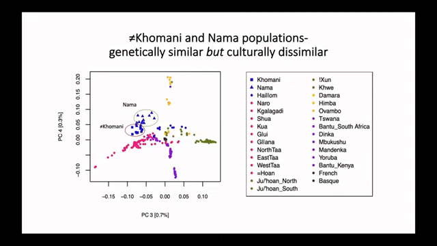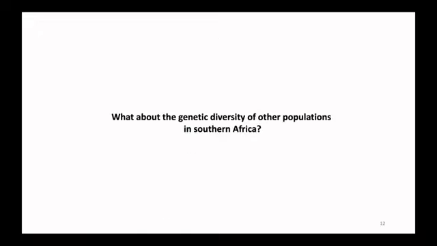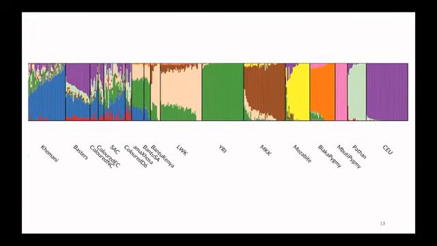So we continued with this and we did principal components analysis, and you can see here that the Komani and Nama do form somewhat distinct, spatially separated groups, although there is some overlap. One of the conclusions that we made was that at that time we needed more data to definitively show fine-scale population structure, although it was suggestive based on this analysis. So what about genetic diversity of other populations in Southern Africa? Although I'm particularly interested in Khoisan, they have founded quite a few other admixed populations.